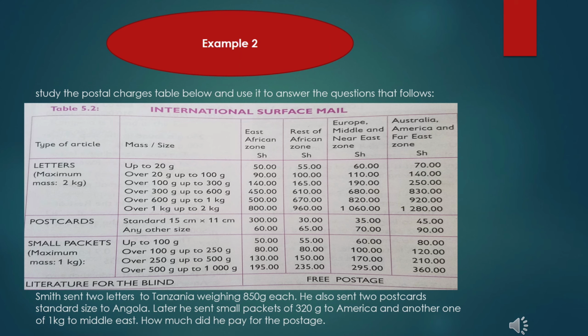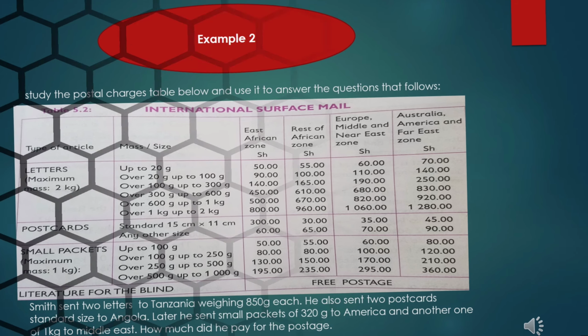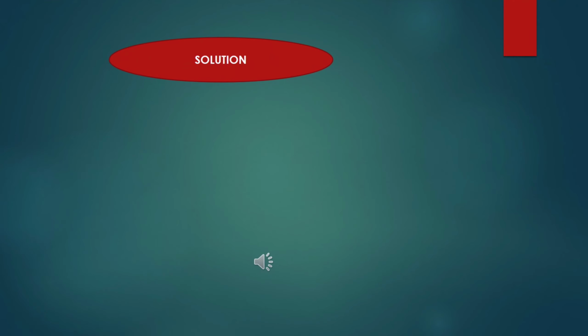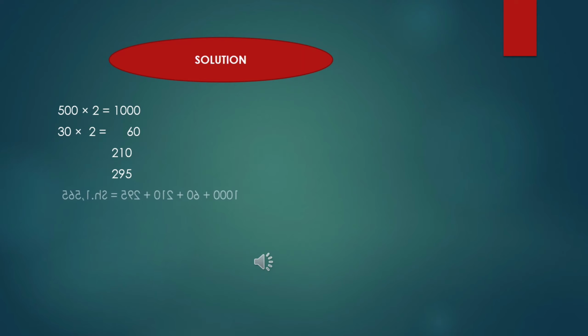So how much did he pay for the postage? We are going to add. Make sure you have your values together, and let's add together. If you add, that is 1,000 plus 60 plus 210 plus 295, the total amount payable for the postage is 1,565.